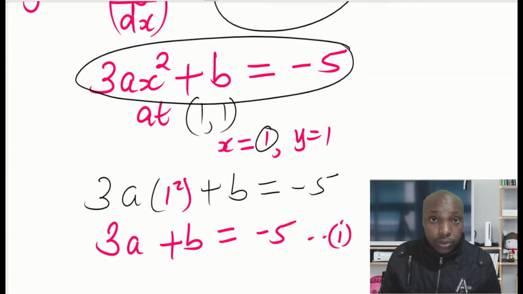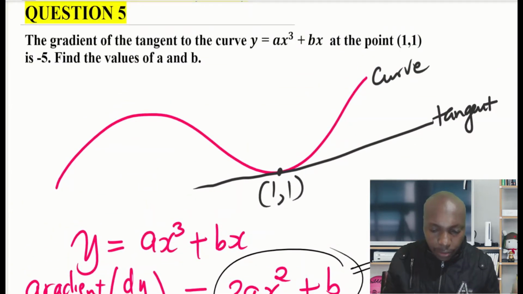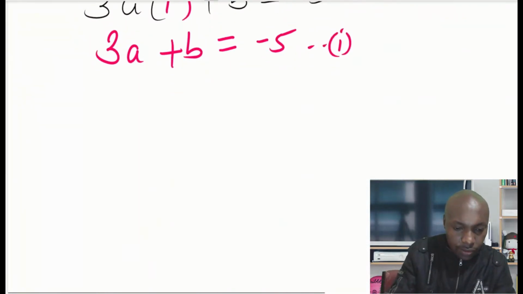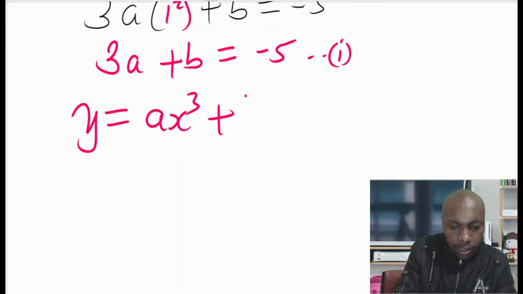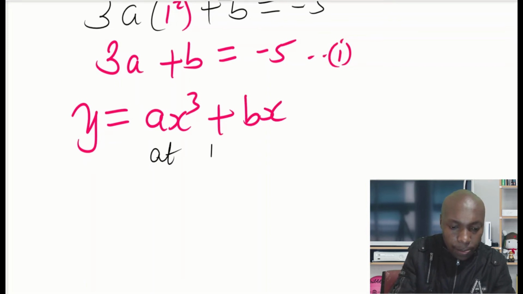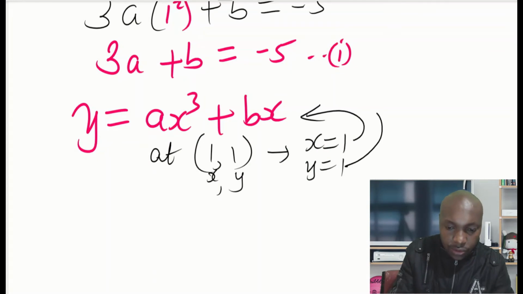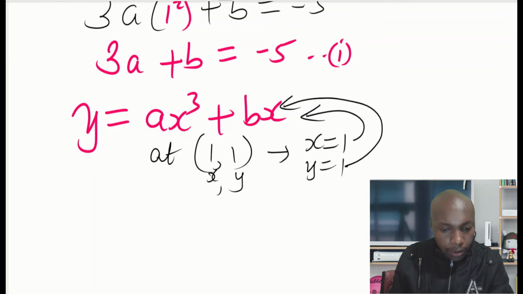That equation alone cannot give us the values of a and b because it has two unknowns. So we need to think again about what else we can use to get another equation in a and b, which, combined with the first equation, will give us the values of a and b. We can use the function of the curve, because we're given the point on the curve, (1, 1). So we consider the function of the curve, y equals ax cubed plus bx. At point (1, 1), x equals 1 and y equals 1. If we substitute these values of x and y in this function, we shall remain with a and b.